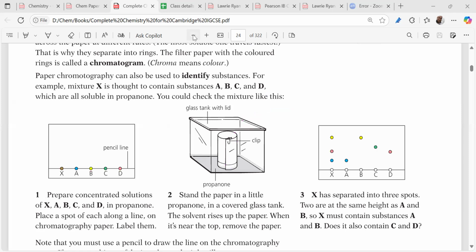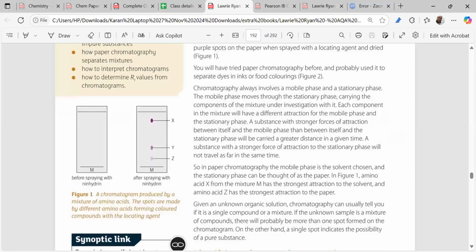Now, here is a very important point to understand in detail: chromatography involves a technique where there are two phases. What are the two phases? One is called the mobile phase and the other the stationary phase. Stationary phase is the paper we are using. And the mobile phase is what? Mobile phase is the solvent we are using, right?